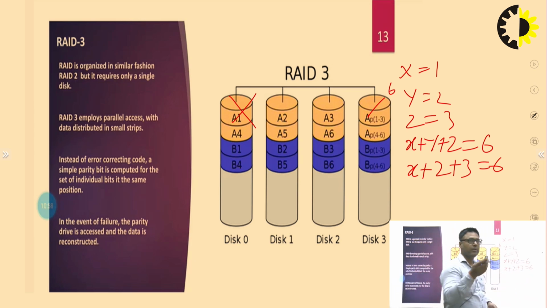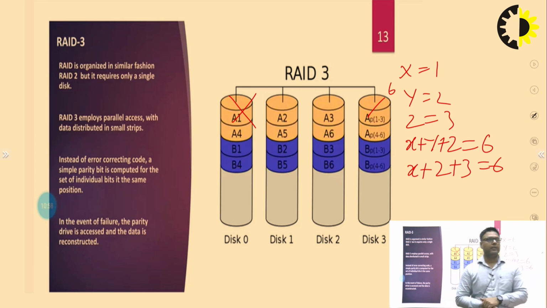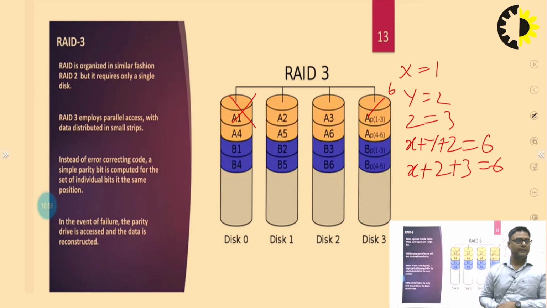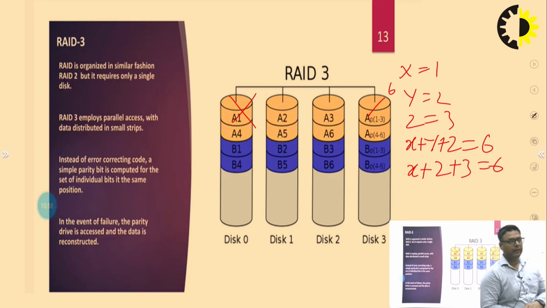So here some points are discussed. RAID 3 is organized in a similar fashion to RAID 2, but it requires only a single disk. RAID 3 employs parallel access with the data distributed in small strips. Instead of an error correcting code, a simple parity bit is computed for the set of individual bits in the same position. In the event of failure, the parity drive is accessed and the data is reconstructed.